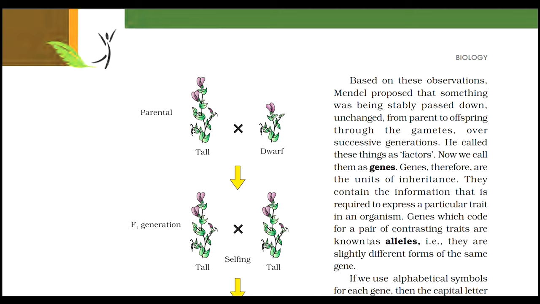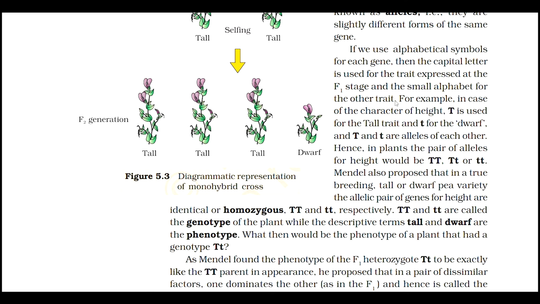Genes which code for a pair of contrasting traits are known as alleles. That is, they are slightly different forms of the same gene. If we use alphabetical symbols for each gene, then the capital letter is used for the trait expressed at the F1 stage and the small alphabet for the other trait. For example, in case of the character of height, capital T is used for the tall trait and small t for the dwarf, and capital T and small t are alleles of each other.